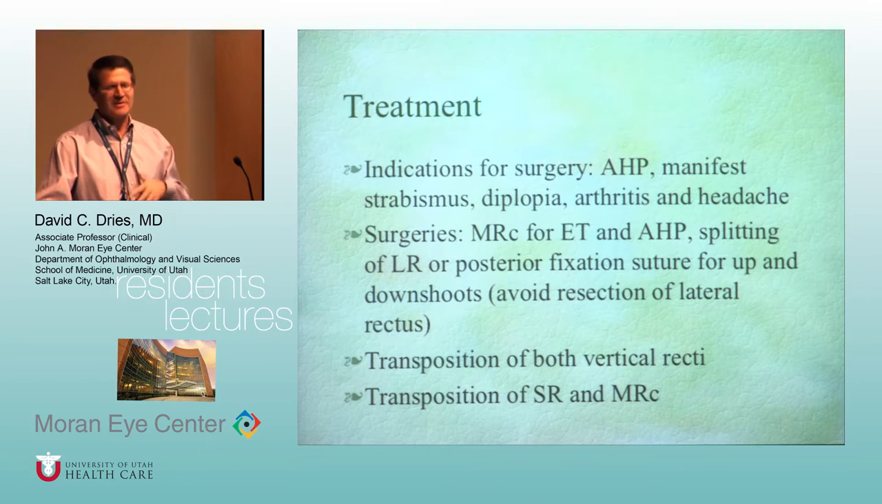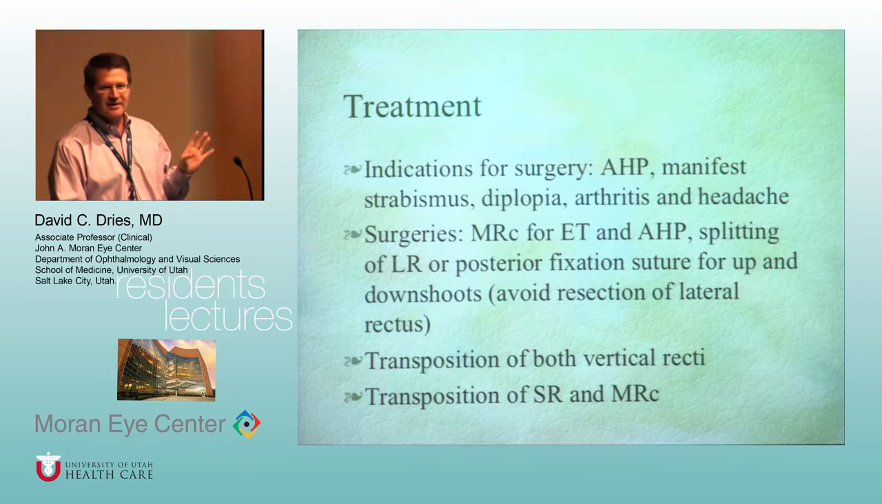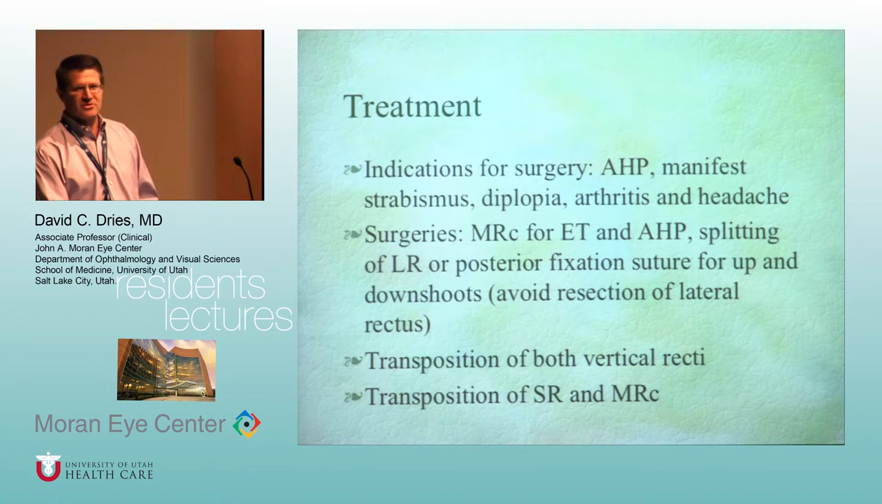But that's kind of true for transposition procedures, you know. They can be reversed, but it is a really big deal. So anyway, I still like a recession of a horizontal recti for Duane syndrome to achieve the limited results of a straight head and binocular vision looking straight ahead.